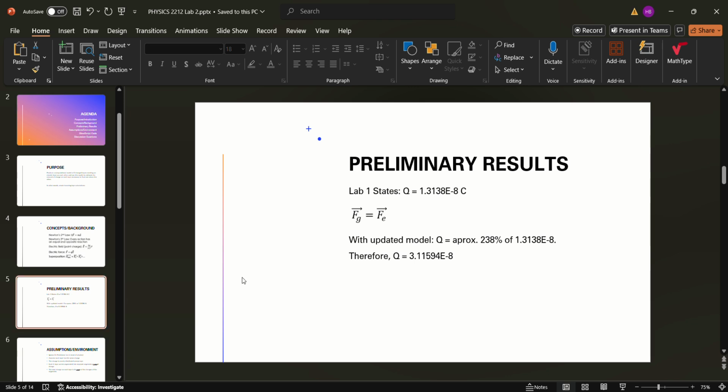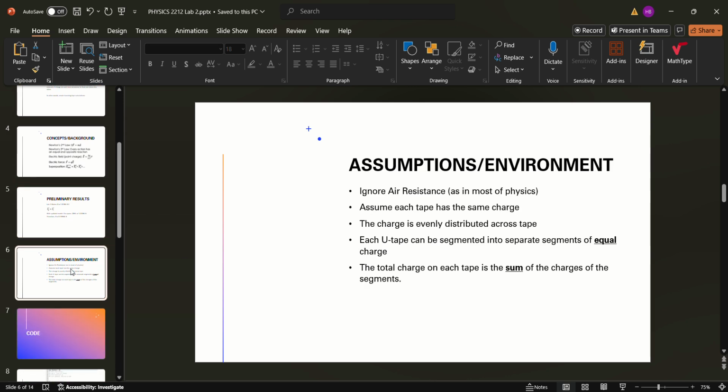So, our preliminary results state from lab 1 that our charge was Q equals 1.3138 e to the negative 8 coulombs. However, if we look through the actual model, we are 238% off, comparing the point charge versus the line charge model, and we have 3.11594 e to the negative 8 to actually cause the tape to float. So let's figure out why that's the case.